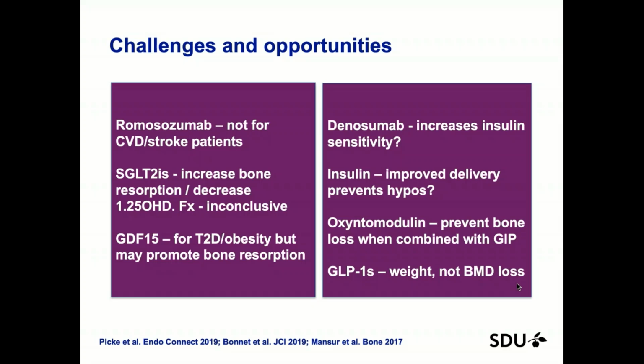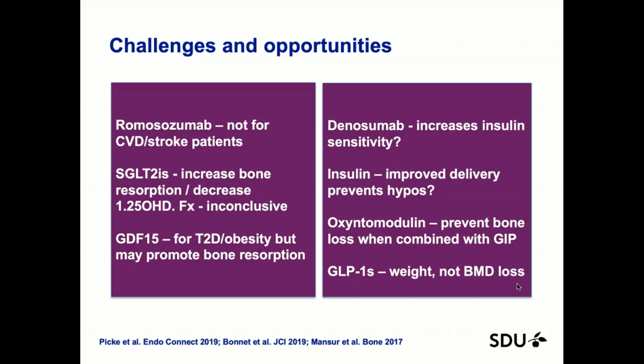We have other possibilities, such as the SGLT2 inhibitors. They are reported to increase bone resorption slightly and decrease 1,25 vitamin D, but fracture data are very inconclusive, and actually the drugs seem to be fairly safe with regard to fracture risk. Just one of the drugs, canagliflozin, seemed to be perhaps increasing the risk, but not in all studies. There are a number of new studies on the horizon, one of them being GDF15 analogs. They're very effective, it seems, to reduce body weight, but they do seem to come with a risk of increasing bone resorption.